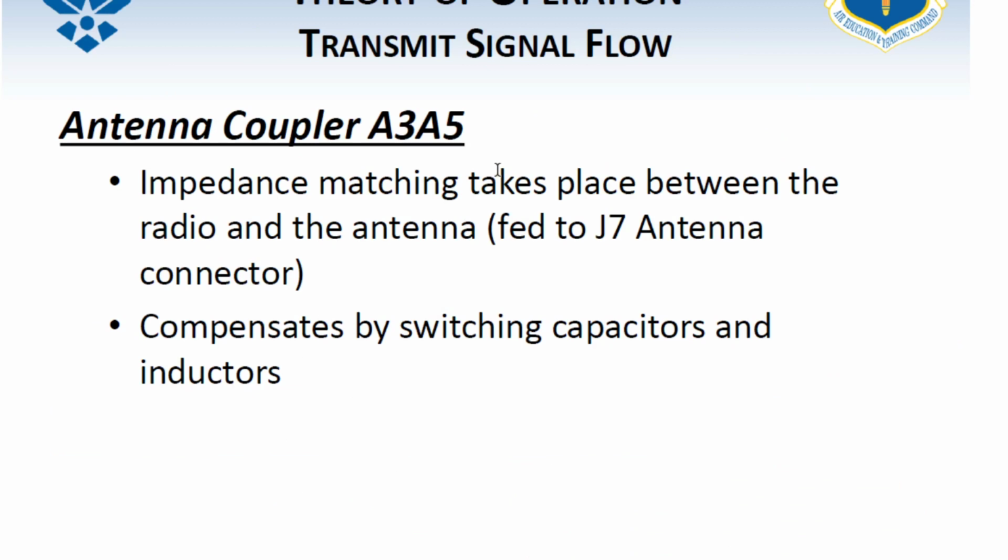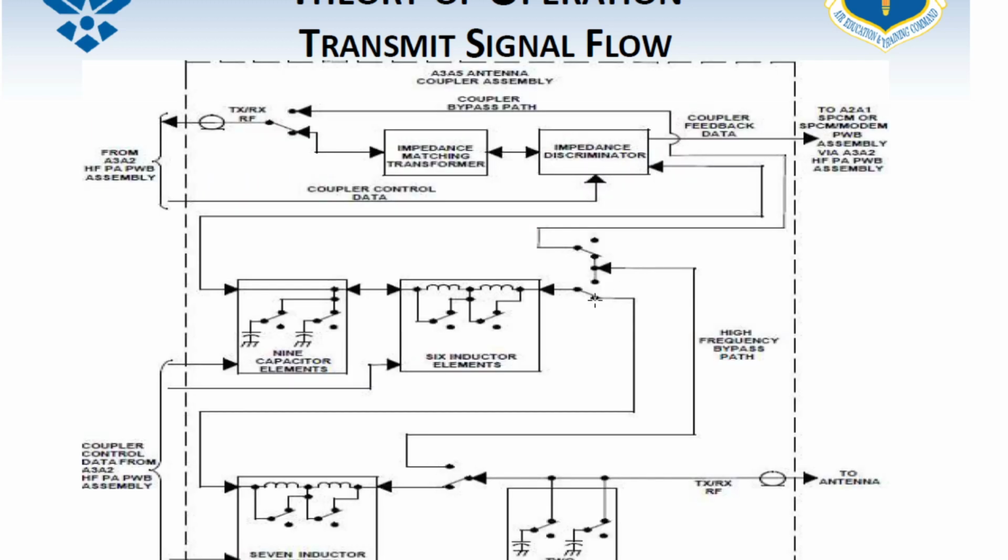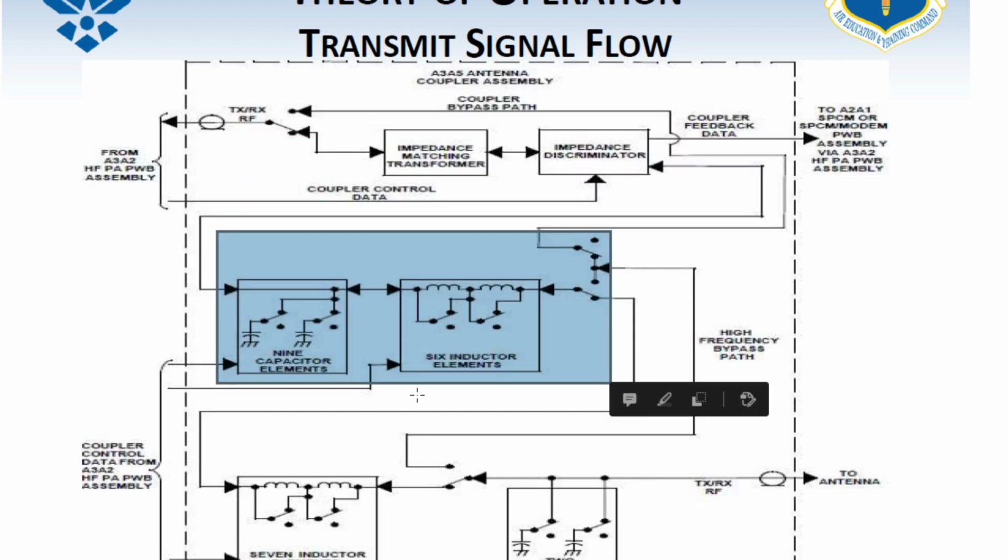Awesome. And that pretty much covers all of transmit for y'all so far. The impedance matching takes place between the radio and the antenna. That's what the A3, A5 is, the antenna coupler there. It's fed to the J7 antenna connector. It compensates by switching capacitors and inductors like I showed you right here. Boom.